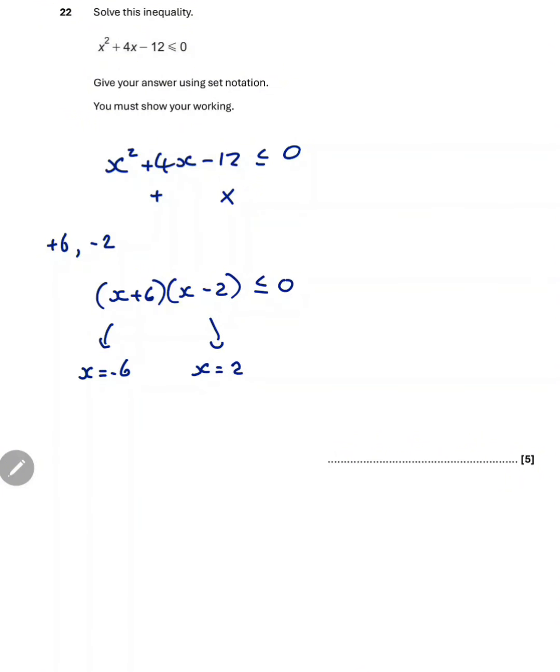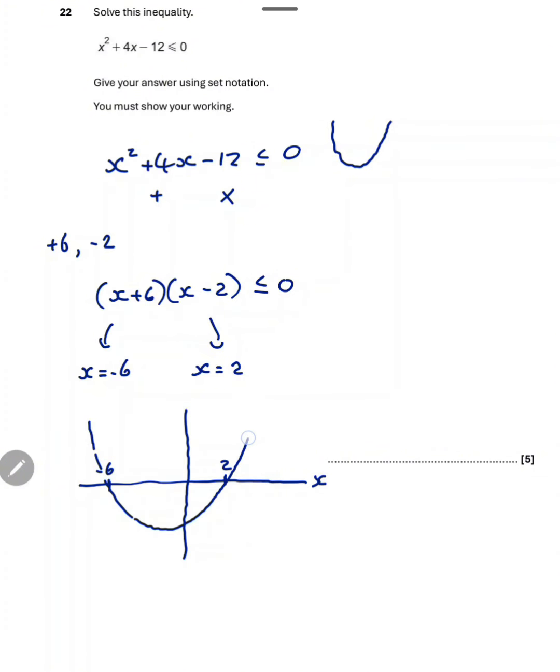Now what I'm going to do, I'm not going to stop there. I'm going to sketch the graph of this quadratic. It will become clear in a second. These things here, -6 and +2, show me where my graph crosses the x-axis. And this is a quadratic, and it's a positive quadratic, so we're going to get this positive U shape. So all I'm going to do is draw this quadratic curve, something like that. That's not a bad effort whatsoever.